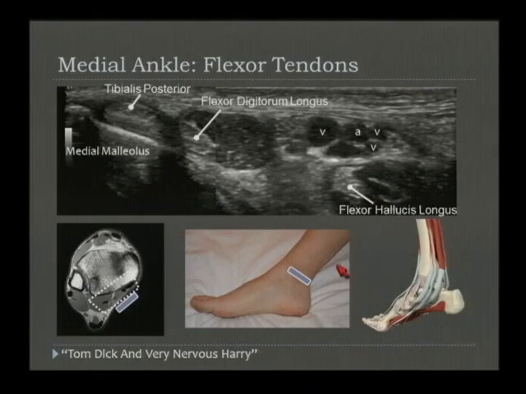Again, we're going to use bony landmarks to help us out, so we're going to palpate the medial malleolus and place our transducer along the posterior aspect. Here is the tibia and the medial malleolus. Again, we're going to use a mnemonic, Tom, Dick, and Very Nervous Harry.